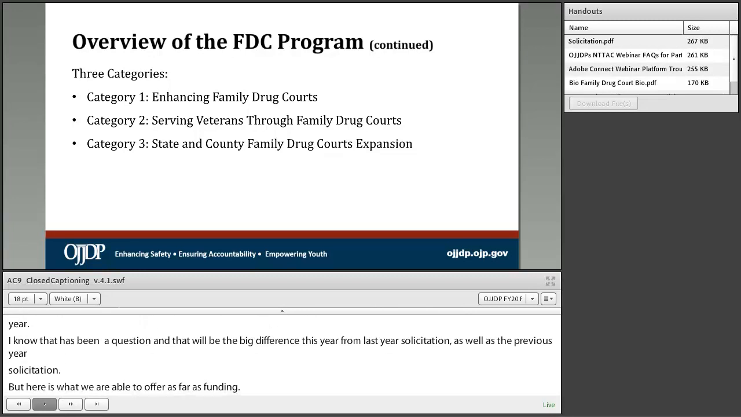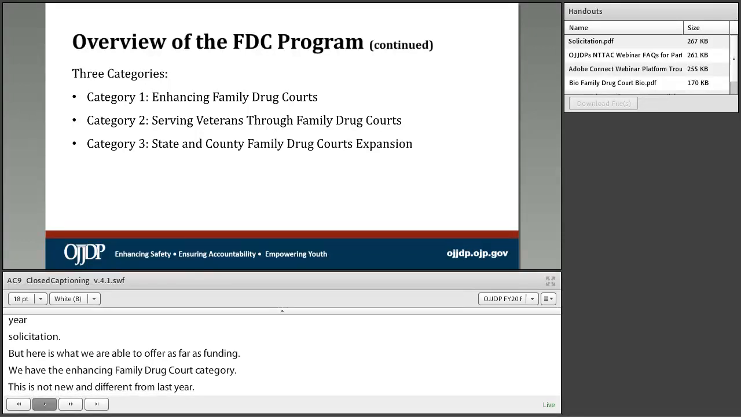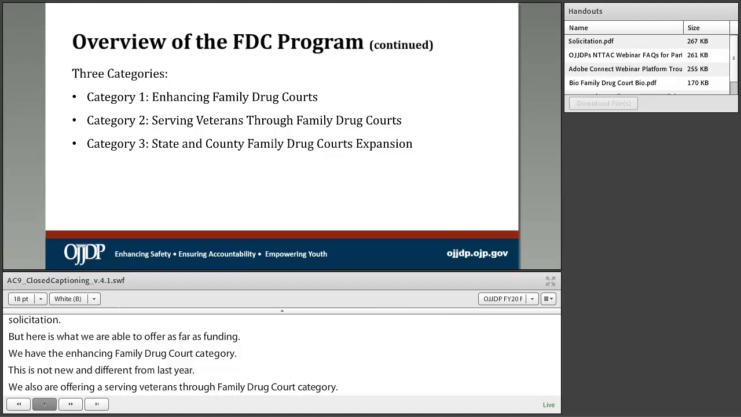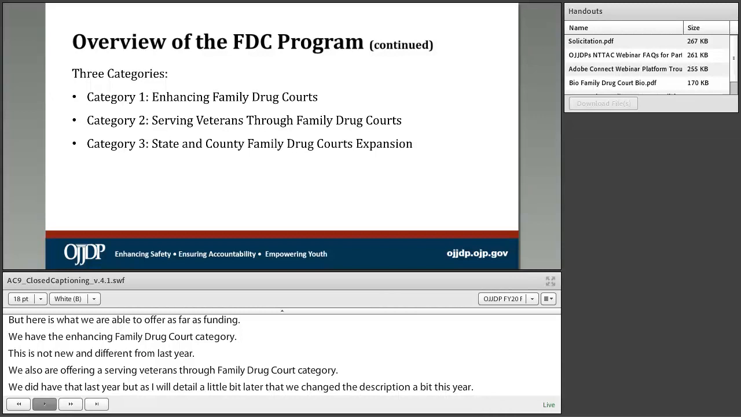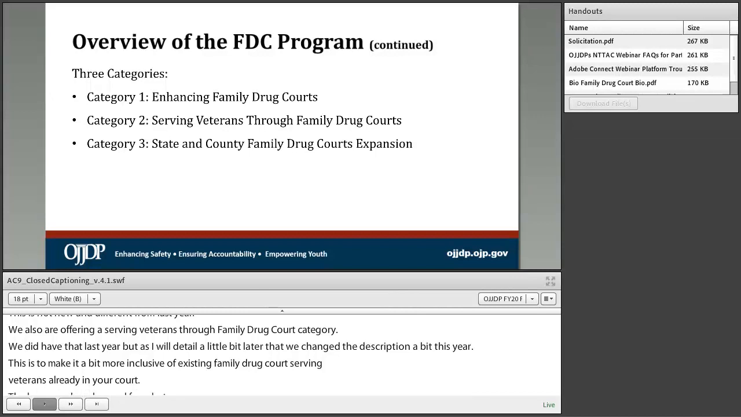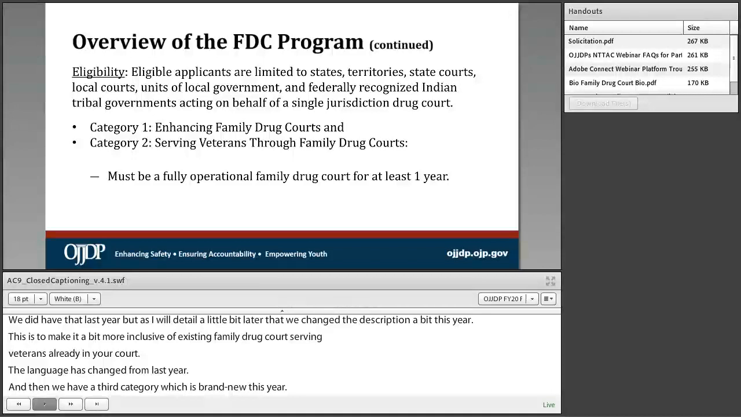We are also offering a serving veterans through family drug courts category, which we did have last year, but as I will detail a little bit later, we changed the description a bit this year, to make it a bit more inclusive of existing family drug courts that are serving veterans already in your courts. So the language has changed from last year. And then we have a 3rd category, which is brand new this year, and we're really excited about, a state and county family drug court expansion category. And again, I'm going to go into each of these categories in detail.